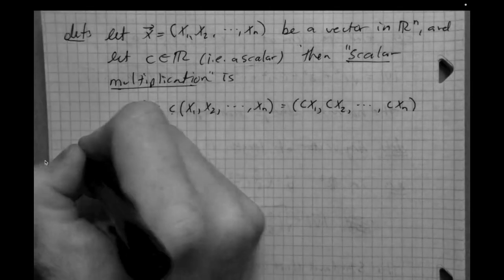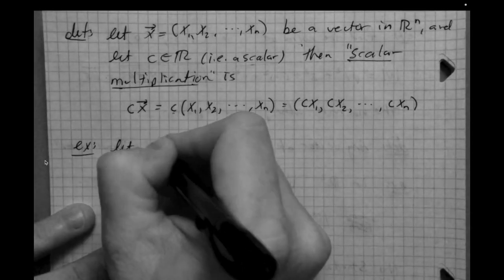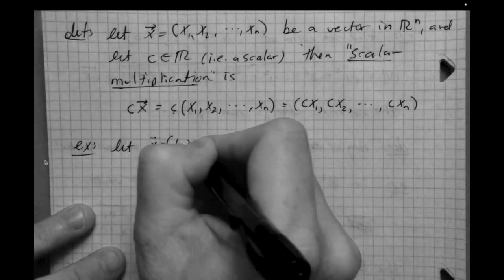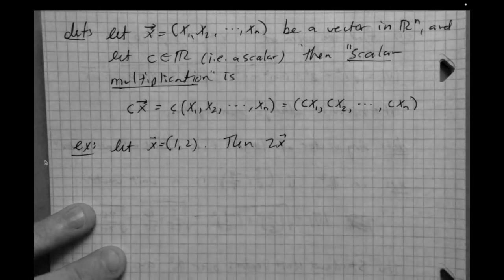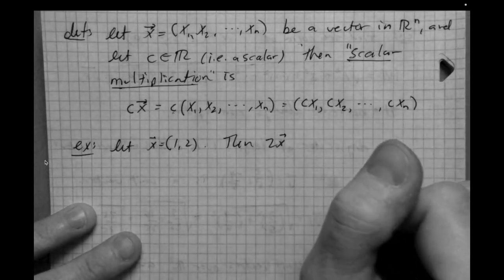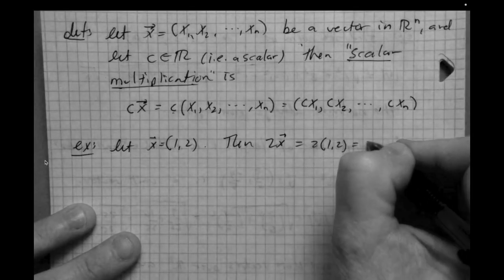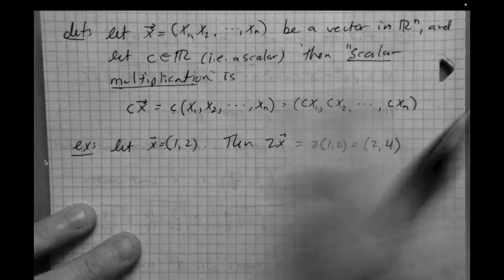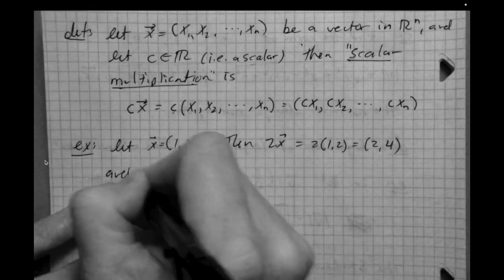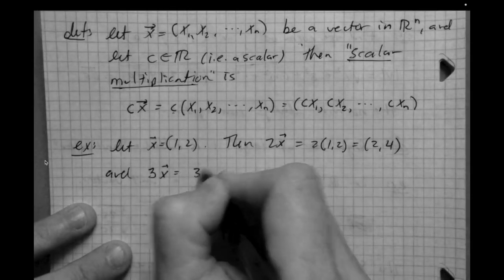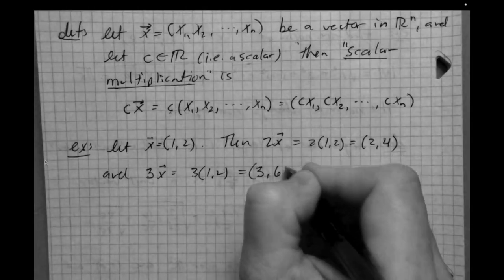Let's do an example. Let x equal 1, 2. Then what's 2x? 2x is equal to 2 times 1, 2, which is 2 times 1 is 2, and 2 times 2 is 4. What about 3x? Well, that's 3 times 1, 2, so that's equal to 3, comma 6.